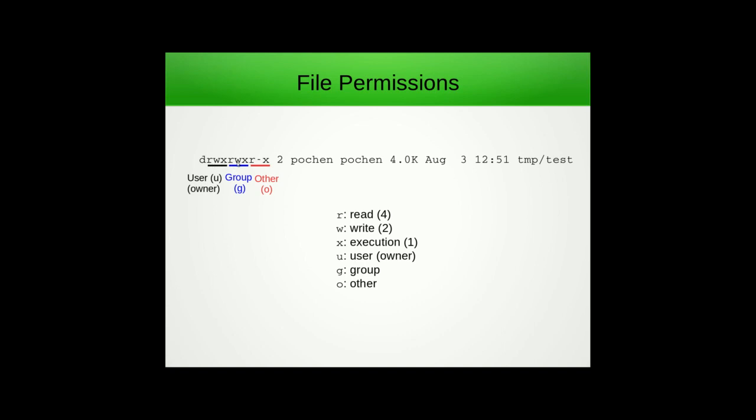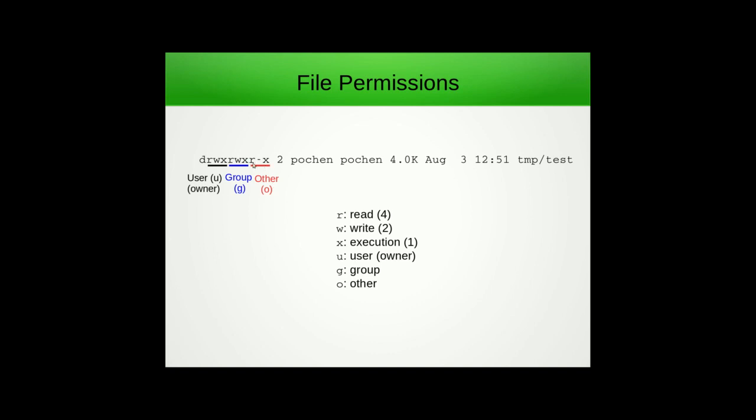And then the next 3 letters indicate the permission of the group the user belongs to. So anyone who belongs to the same group as the user, whose user account is PoChan on this particular directory, if they belong to the same group as PoChan, then it's going to have r, w, and x. So read, write, and execute permission. That's the group permission.